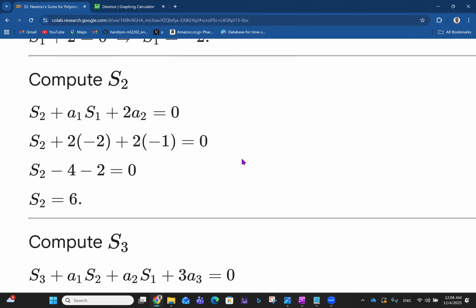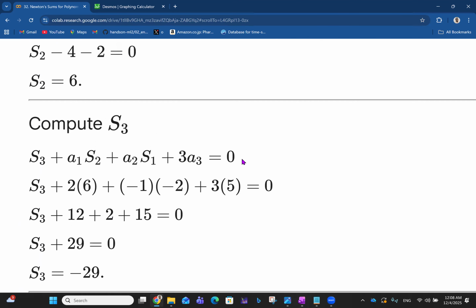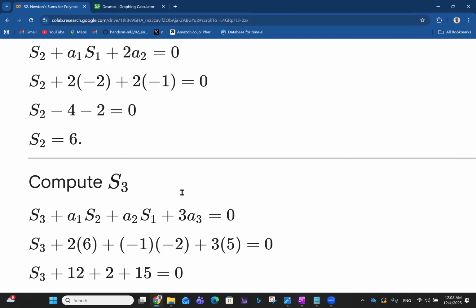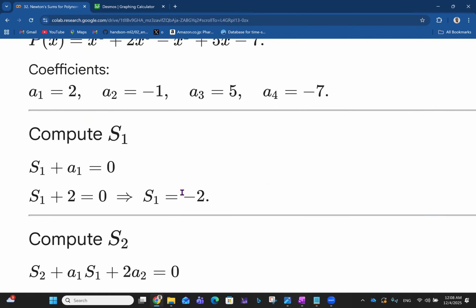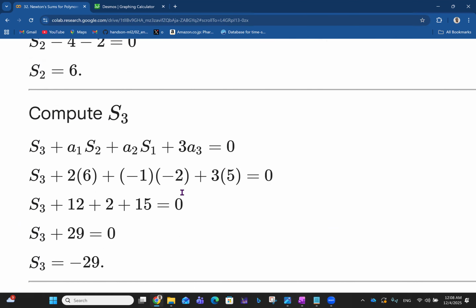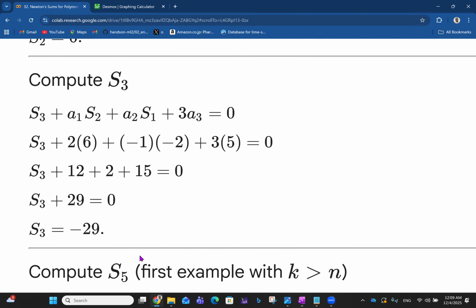Everything always ends with S1. Then before you have the kAk, right? So again, you have S3 plus 2 times 6 plus minus 1 into S1. A2 is minus 1, S1 is minus 2, then plus 3 times 5, A3 is 5. So we have 3A3. So we have 2 times 6, 12, minus 1 times minus 2, that's 2. 3 times 5 is 15. So we have 29. S3 plus 29 is 0. So S3 is minus 29.